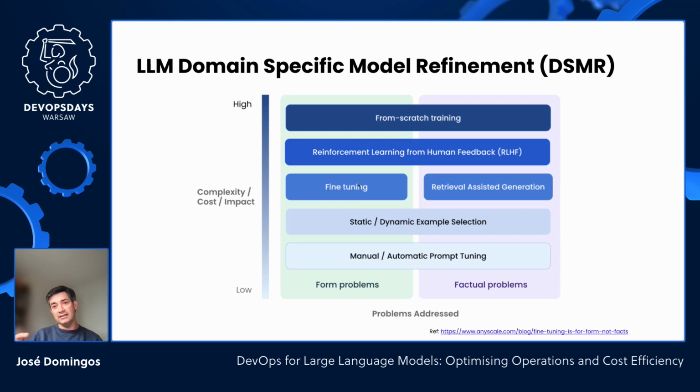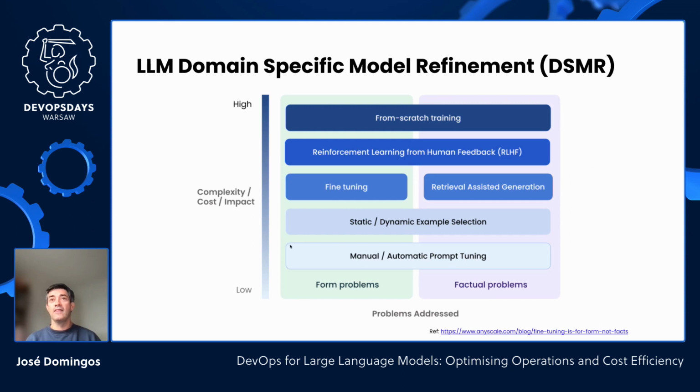Fine-tuning allows you to extend the capabilities of the model, to maybe answer different kinds of queries, but its function is not for actual facts. It's about the capabilities and the form, or how it addresses your queries. And then you have static and dynamic example selection. This allows you to ask better questions of the model effectively. And manual and automatic prompt tuning allows you to actually tune the prompt so that you can get better answers out of the model.